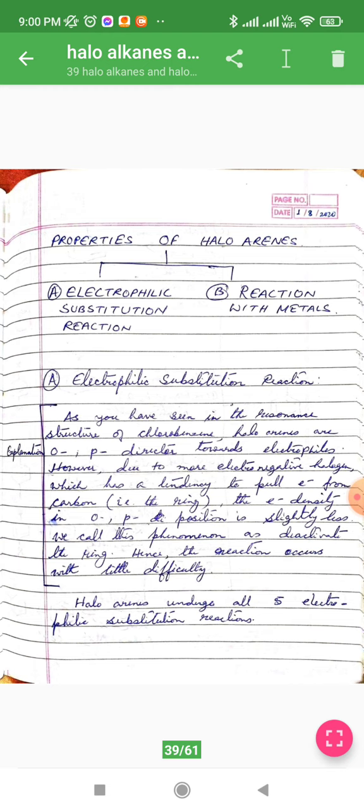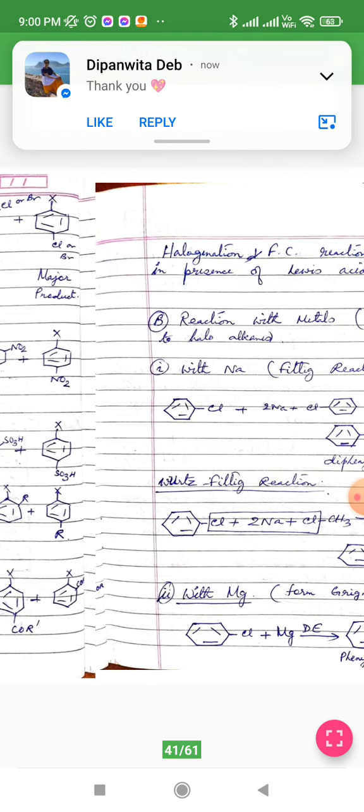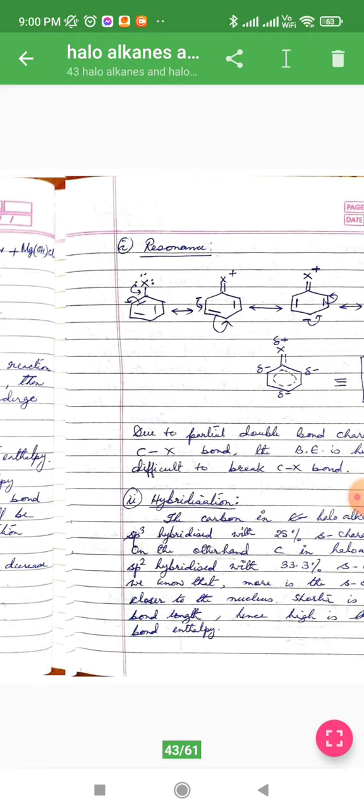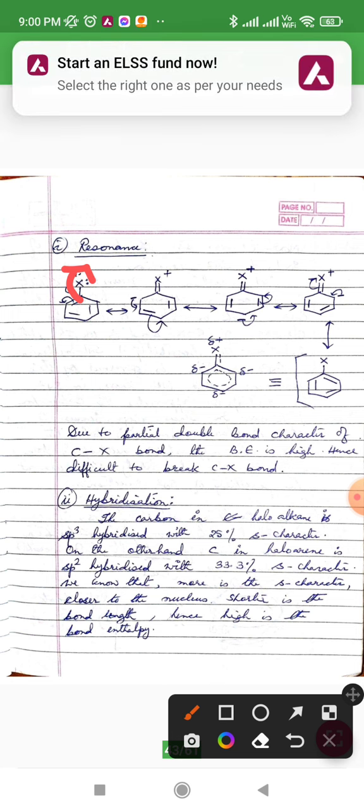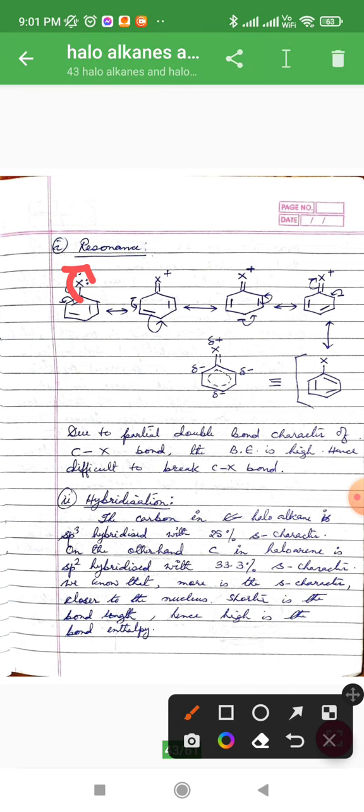So let us have a look at the reactions. But one thing you have to understand is that halogens are a little more electronegative than carbon. So though it is donating the electron to the ring, at the same time it is pulling the electron from the ring also because of more electronegativity. But ultimately the free electrons of the halogen can be donated easily to the ring. Hence ultimately it is an electron donating group. But due to this electron pulling effect of the halogen, the electrophilic substitution reaction does occur, but with a little more difficulty.